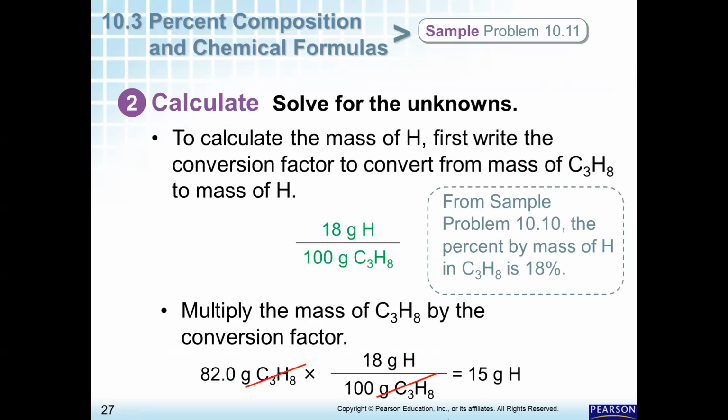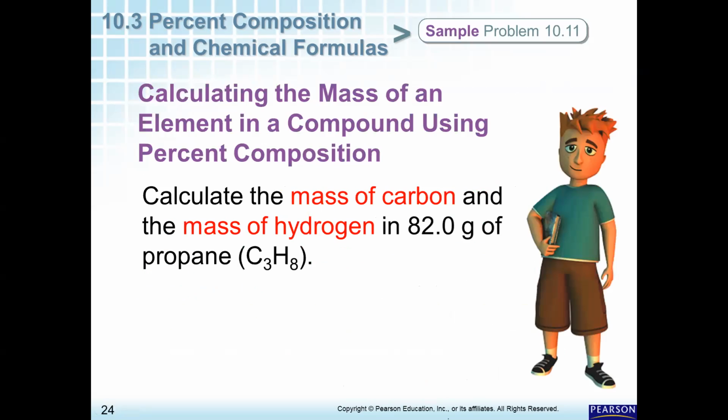This is the one here. We say calculate the mass of the carbon and hydrogen in 82 grams of C3H8. Now, from the previous example, we know that the percent composition of that is 82 and 18%. Either you can use it from a previous example, or it will be provided to you. For example, the question will be: calculate the mass of carbon and the mass of hydrogen in 82 grams of this, if the percent composition is 82 and 18%.